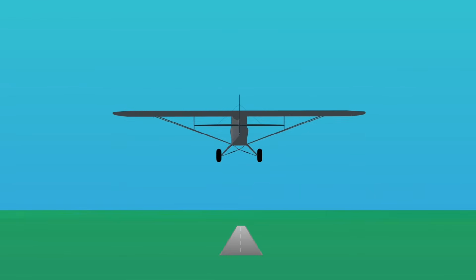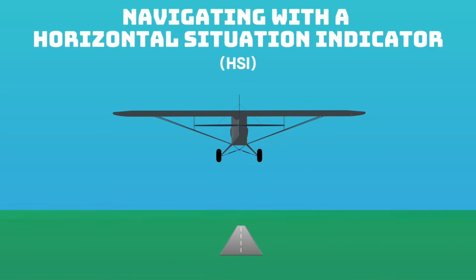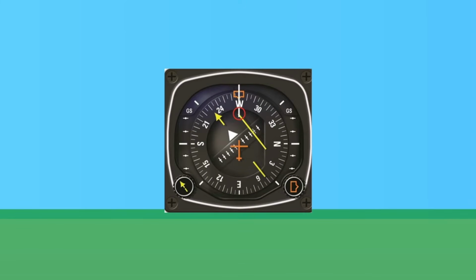In this video, we're going to talk about navigating with a horizontal situation indicator, or HSI. We're going to talk about what it is, how it works, and how we use it when we fly. The HSI combines the functions of a heading indicator, a navigational indicator like a VOR, and both vertical and horizontal guidance into a single instrument.